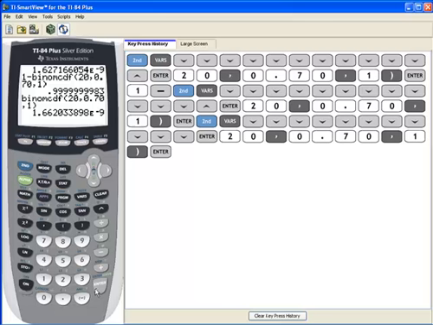Now those answers are all valid probabilities. Remember, a single probability needs to fall between 0 and 1. In other words, you cannot have a negative probability and you cannot have a probability greater than 1.